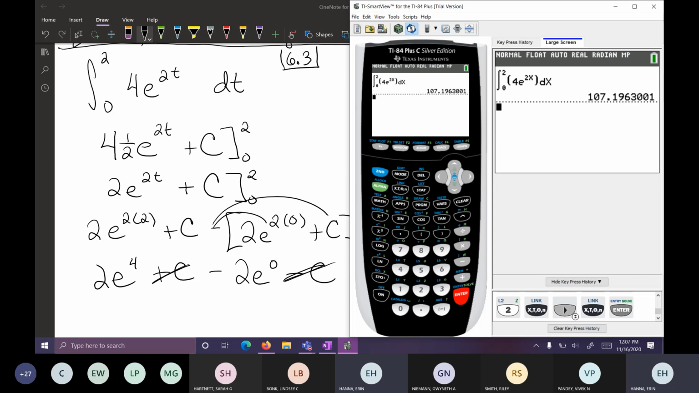And so, of course, this isn't going to give you that answer. It's going to give you the decimal answer. But if we check ourselves, our answer was 2 e to the 4th minus 2. So we got the right answer. So that's how you type it into your calculator. Math 9, and then you just fill it out and make sure whenever you want to use a variable, you use that variable button.